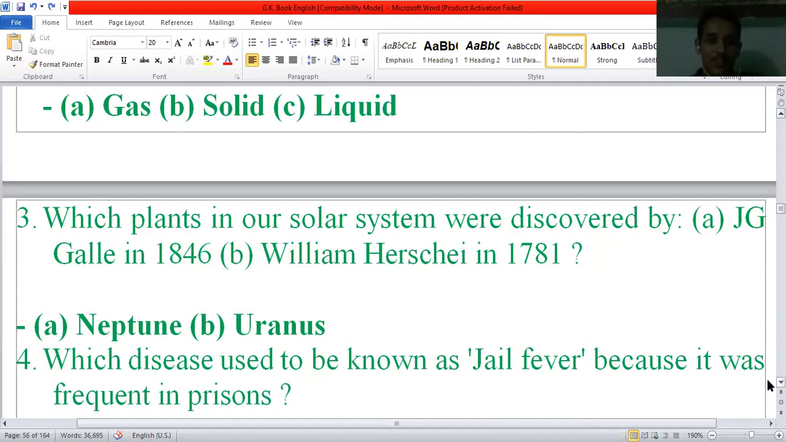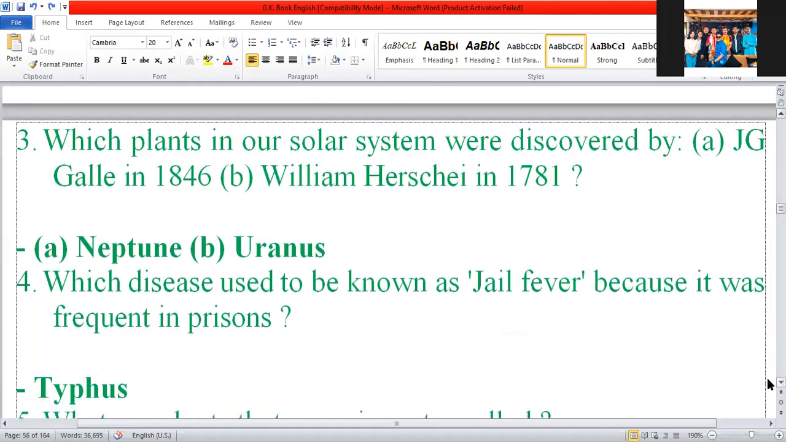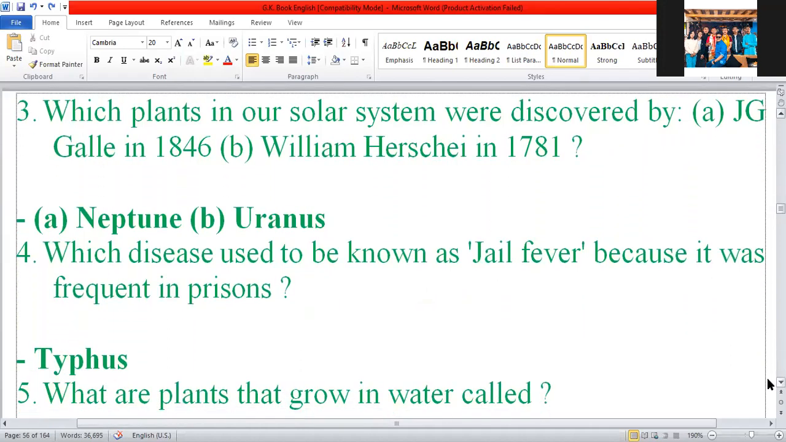Which disease used to be known as jail fever because it was frequent in prisons? Which disease used to be known as jail fever? It was frequent in prisons. First floor for Anish and Pankaj Singh, and second floor for Pratima Thapa and Regina Khadka. You can give your idea. Your answer is typhus.